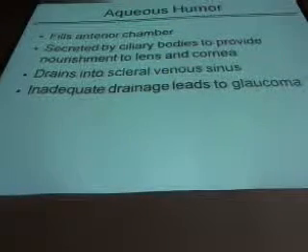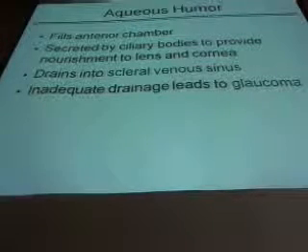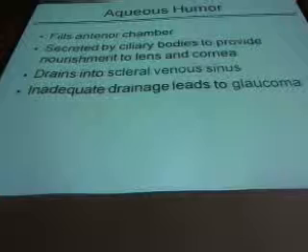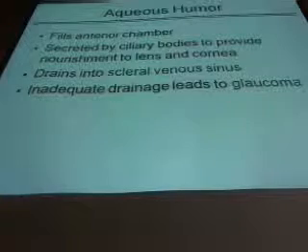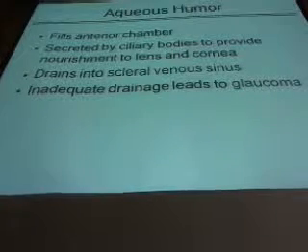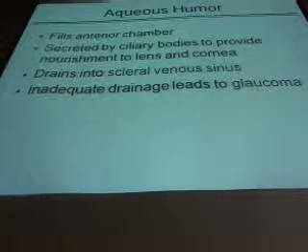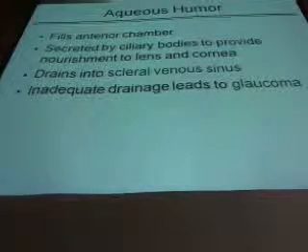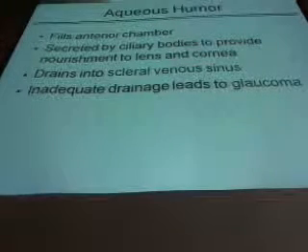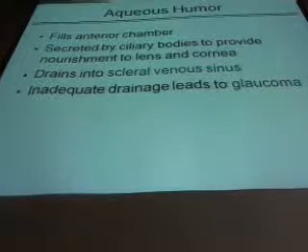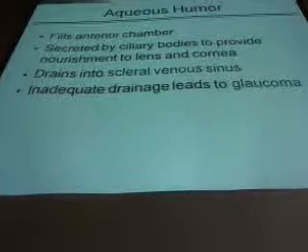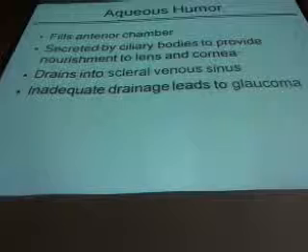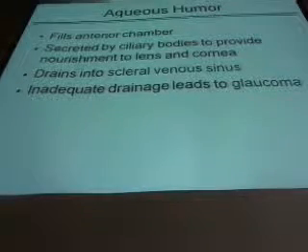Aqueous humor fills the anterior chamber. It's secreted by the ciliary bodies, the muscles that are attached to the lens. Drains into the sclerovenous sinus. The aqueous humor also carries all the nutrients for that part of the eye. You can't have blood vessels running all through your lens and cornea, or you'll be looking at them. So all the nutrients in there are by diffusion through the aqueous humor.